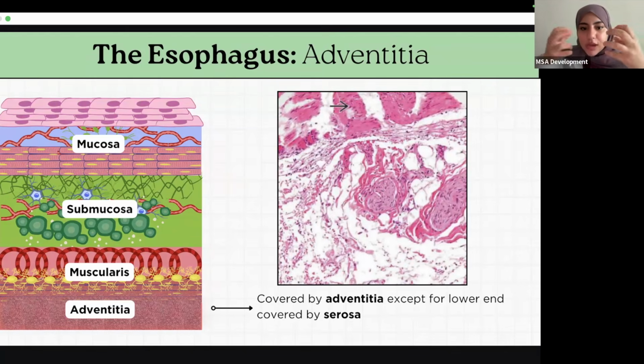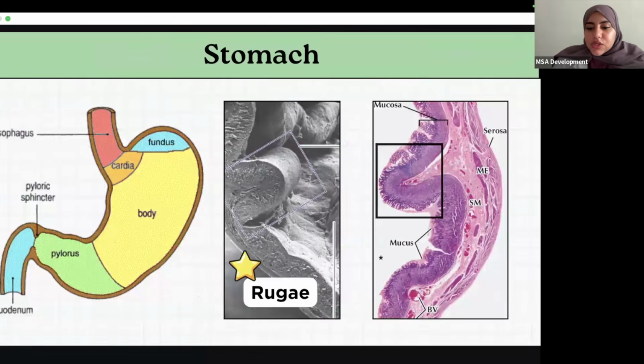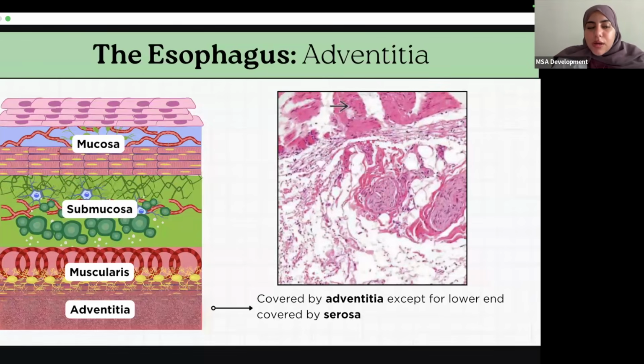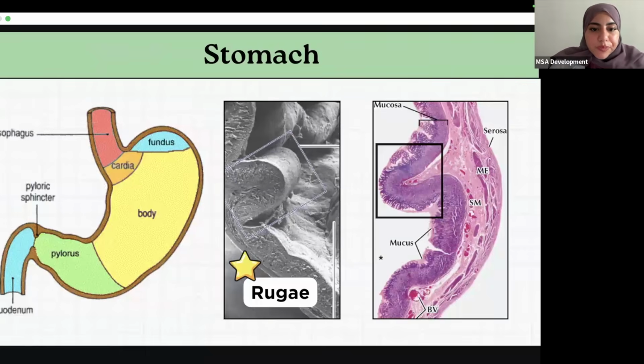Adventitia is used more to hold the esophagus in place. And at the end, once you get to the stomach, it's covered in serosa, because your stomach is an intraperitoneal organ. If you studied anatomy, you'd understand what I'm talking about, but for the sake of this video being short, I'm not going to go into that, even though I really want to.